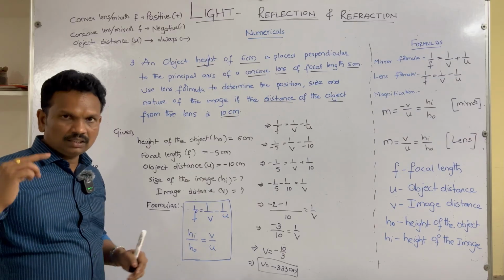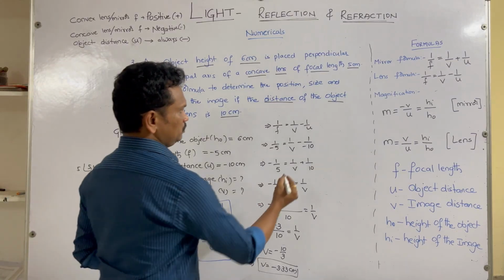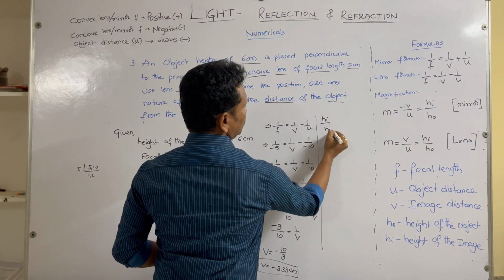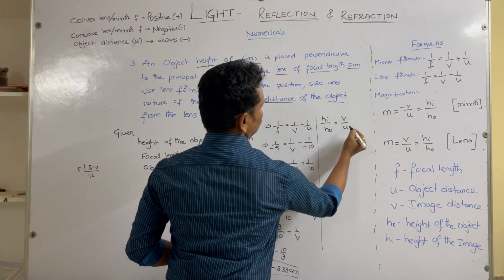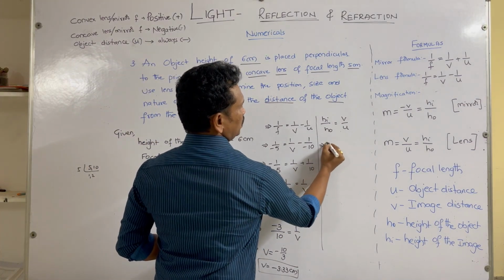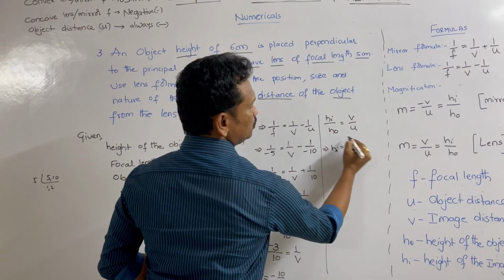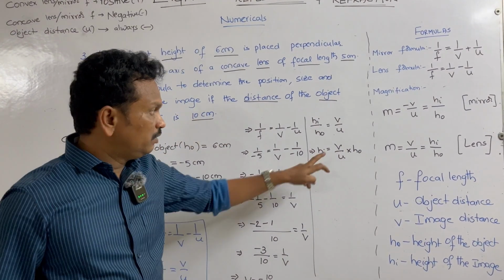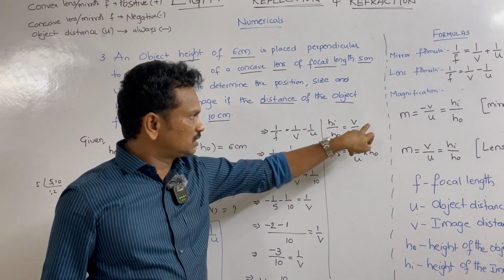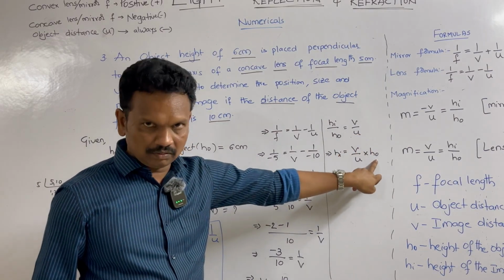If it is minus, that is the formula for mirror. Now, in the second step, height of the image by height of the object equal to v by u. Here we need to substitute. From this, height of the image equal to v by u into height of the object. This is in the denominator, so it comes to the other side and changes to multiplication.